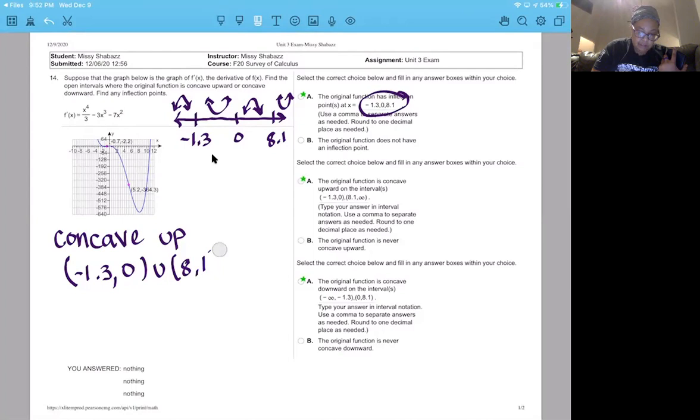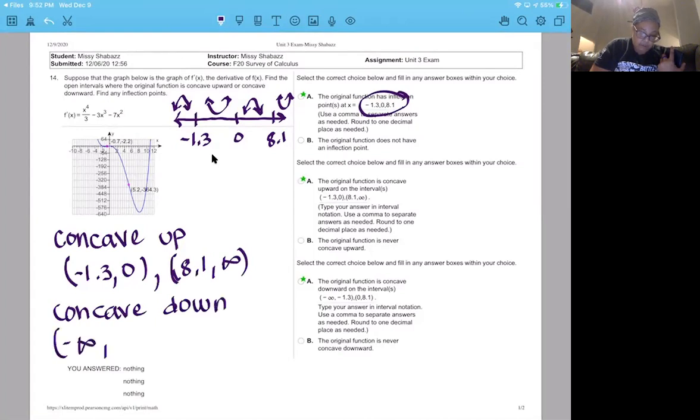Whoops. I think they want you to separate it by a comma, so forget the union sign. Concave down, -infinity to -1.3, and oops, try to use that union sign again, 0 to 8.1. Right, and that's it.